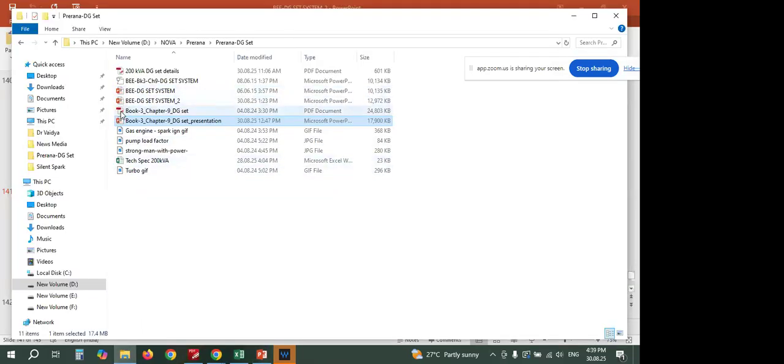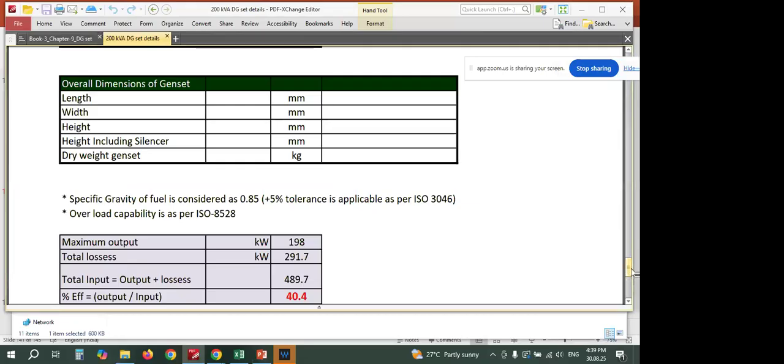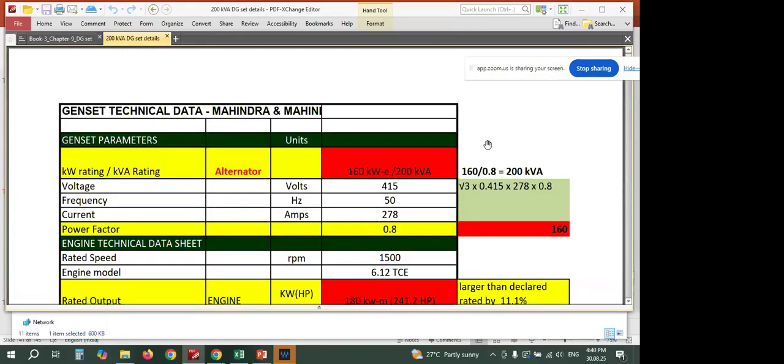Technical spec. Yes. Okay. Can you see this? Is it visible? Yes, sir. Yeah.